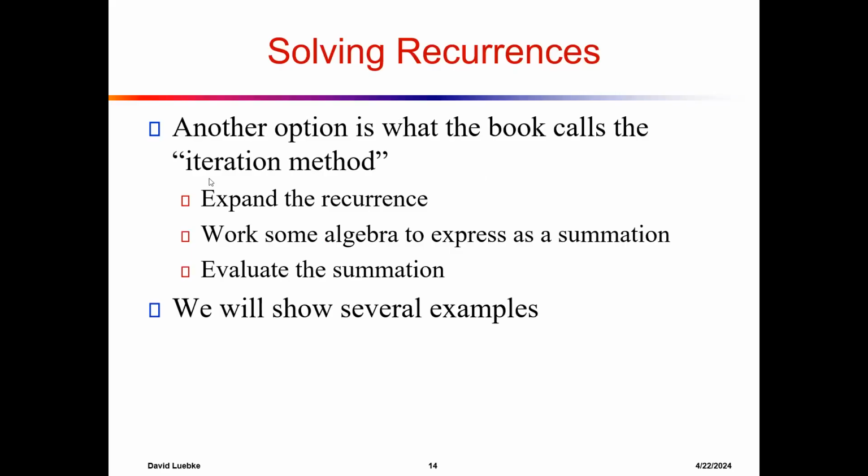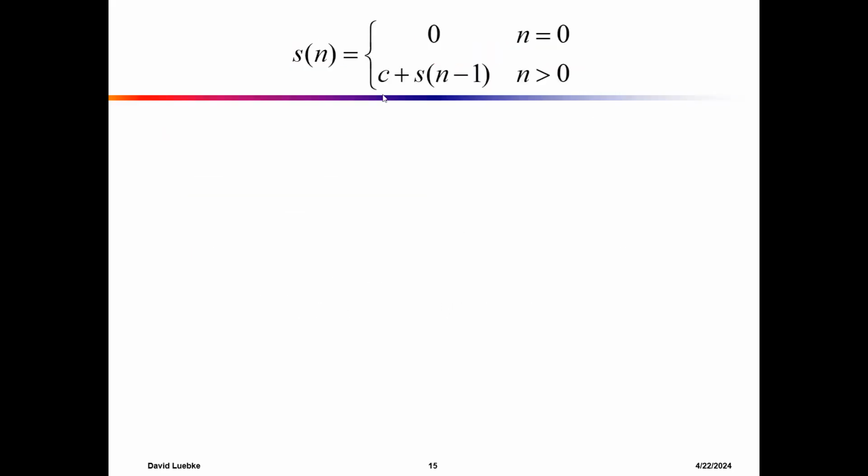Another option is what the book calls the iteration method. You expand the recurrence, work some algebra to express it as a summation, and evaluate the summation. We're going to look at a few examples. Look at this one. Remember, we saw this one earlier. So if n is equal to 0, it takes 0 time. If n is greater than 0, it'll be a constant plus the cost for n minus 1, so 1 taken away from it.